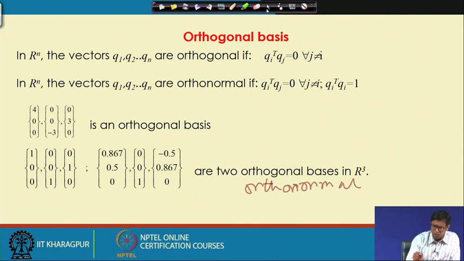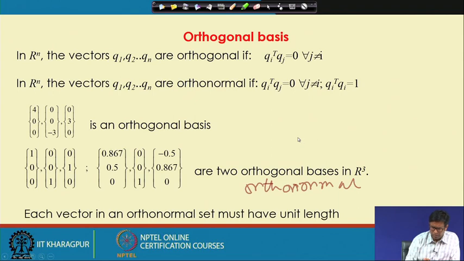In an orthonormal basis, each vector must have unit length, because each of these vectors has unit length, so they form an orthonormal basis. An orthonormal basis is an orthogonal basis, but it is normal, that means each vector has unit length. And this is important in terms of solving equations. We saw that only the length of the projection will give us the solution here.